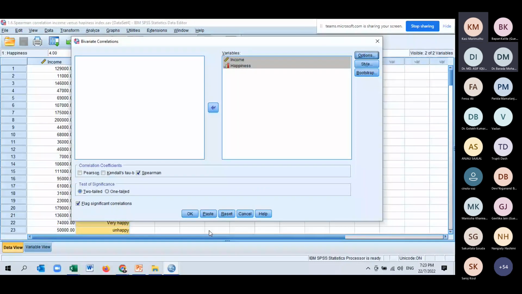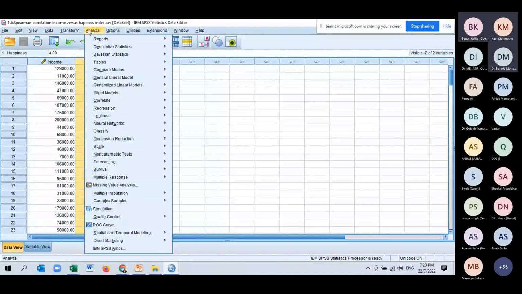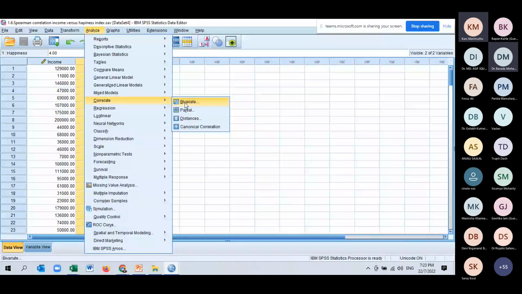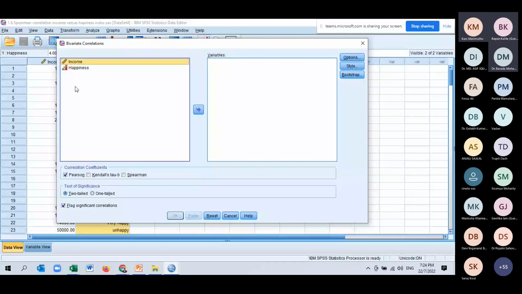Sir, steps again, please. Okay, sir. Have you all opened the file? Yes, sir. Go to Analyze, then Correlate, Bivariate, same step. Analyze, Correlate, Bivariate. Click on it. In this window, simply transfer both variables from the left side to the right side.